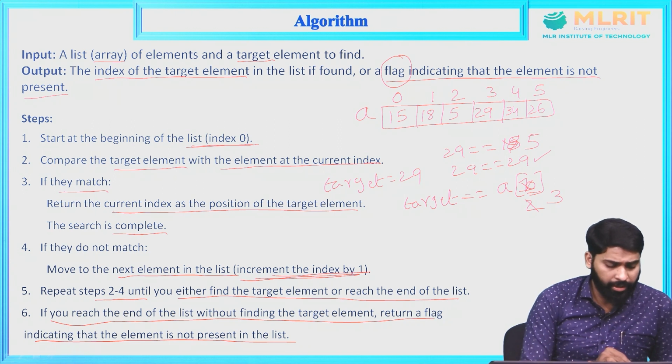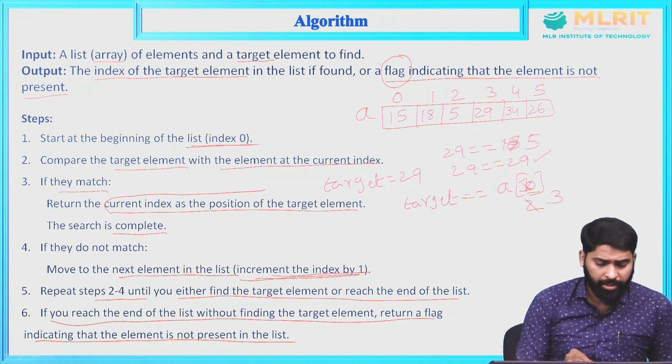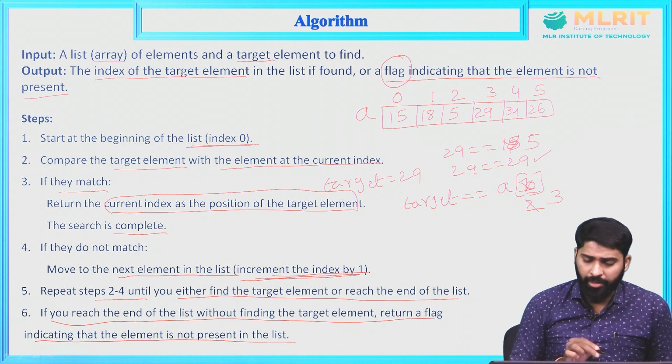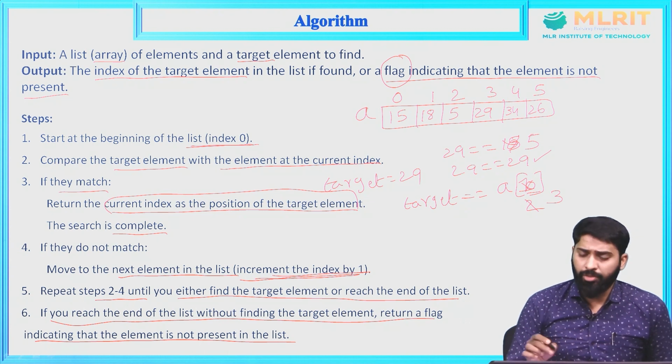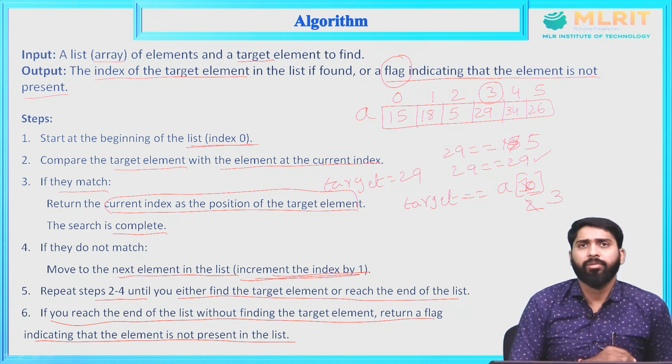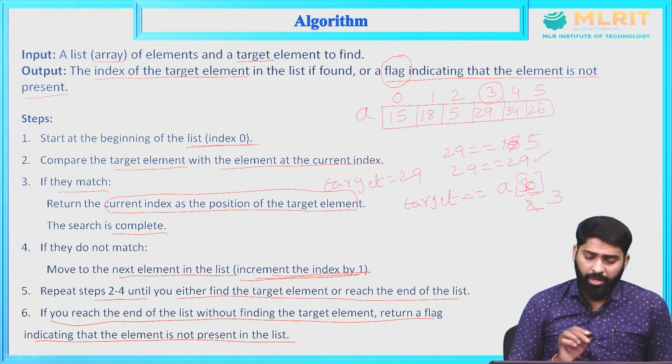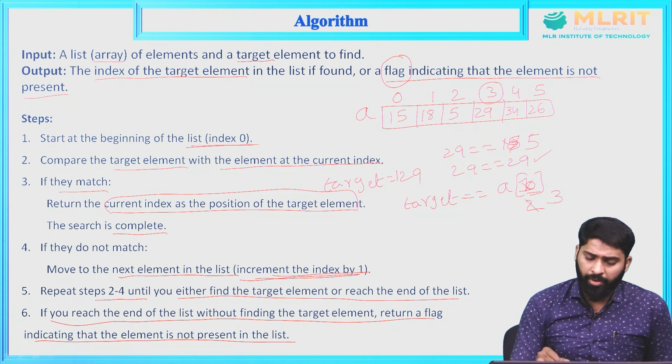So return the current index at the position of the target element. Here the target element is 29. So the index of 29 is 3 now. So this function will return 3. If the searching element is 129.